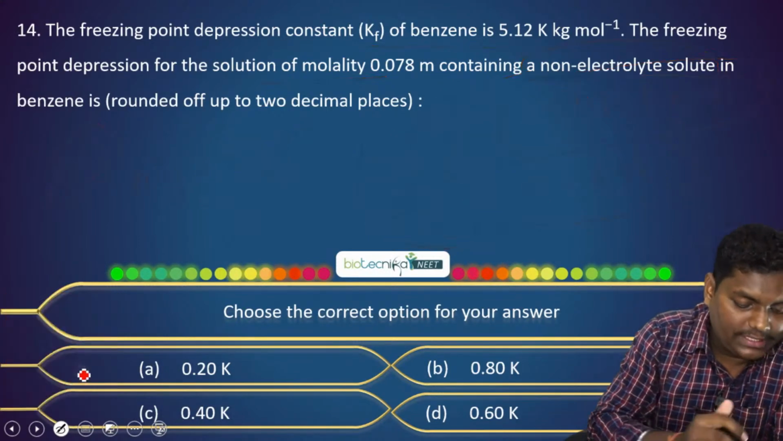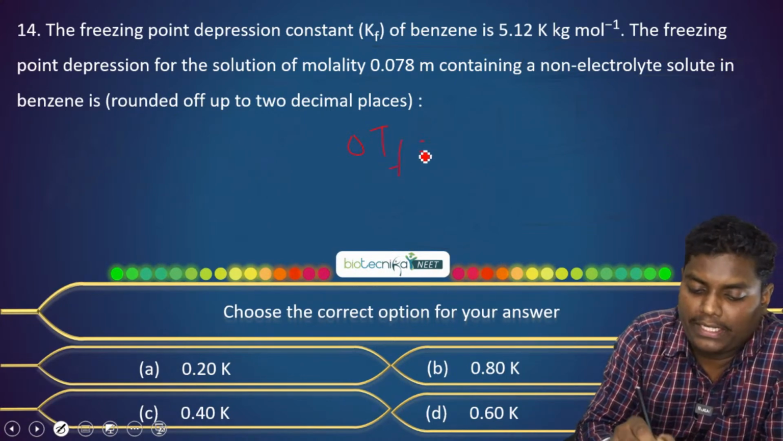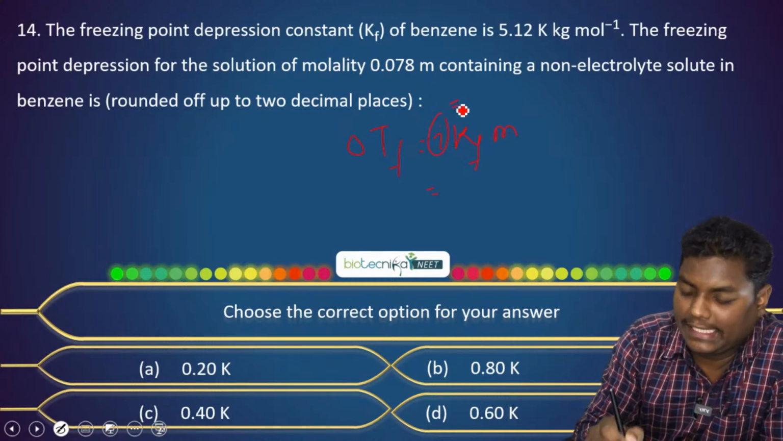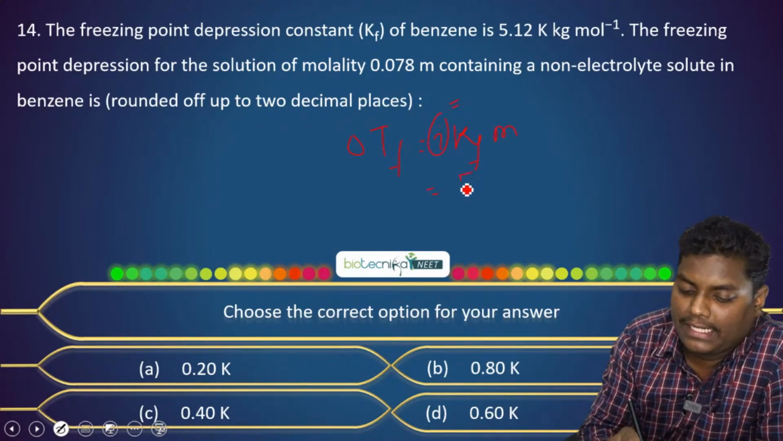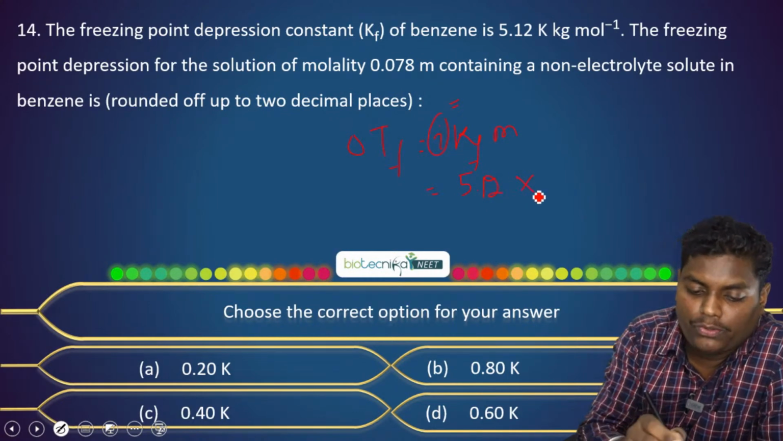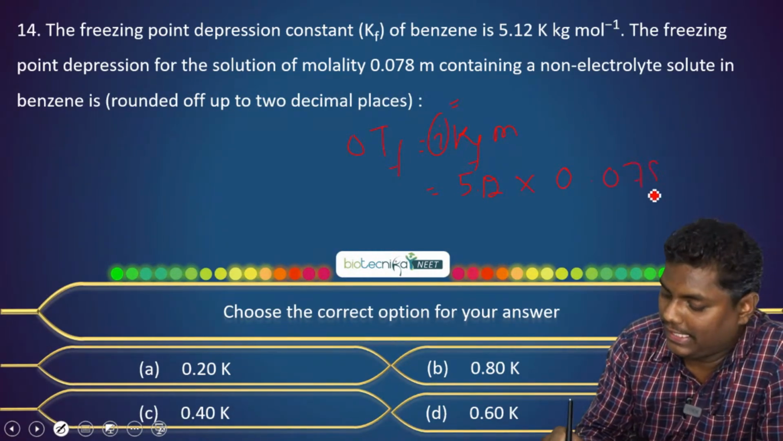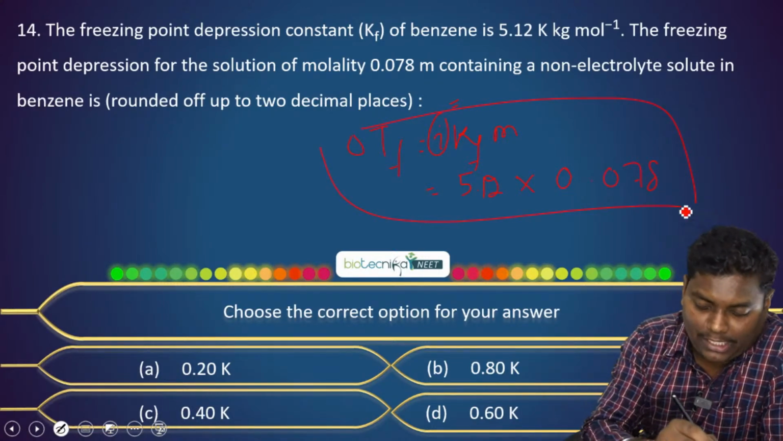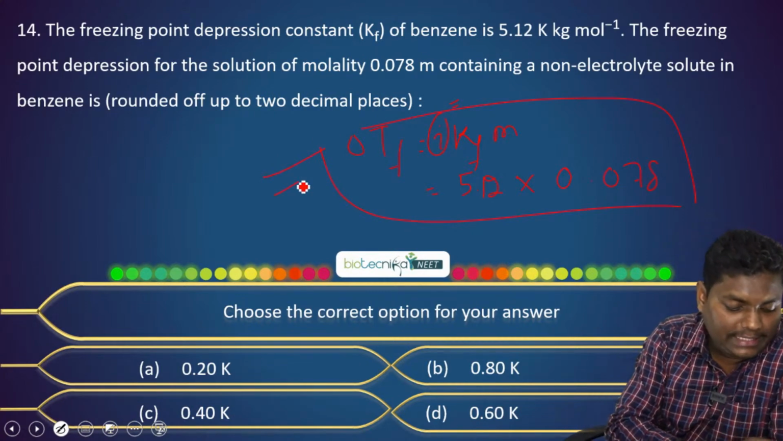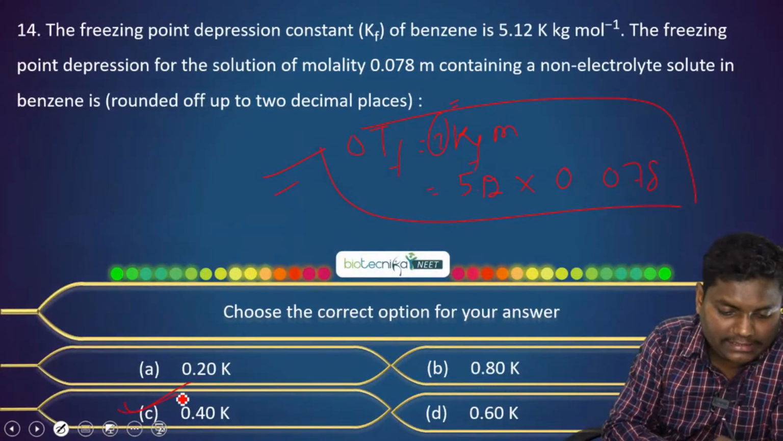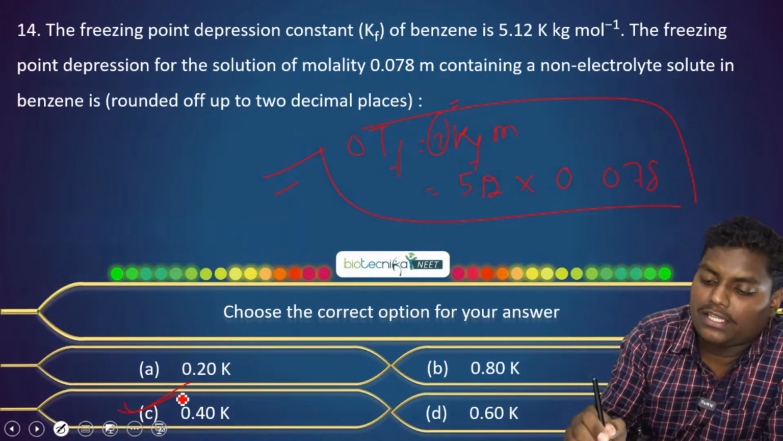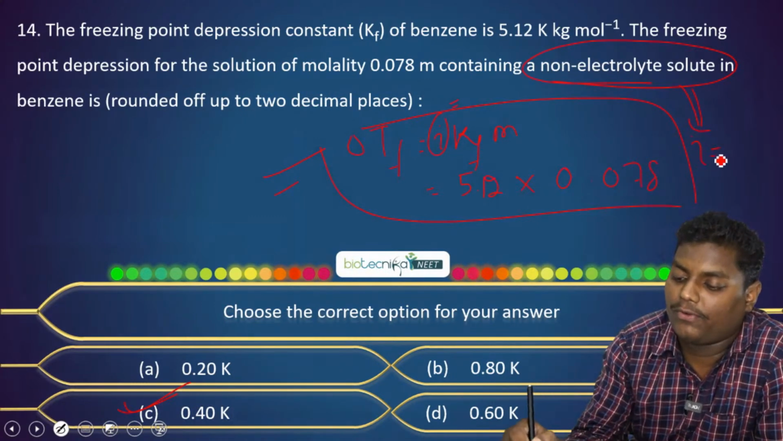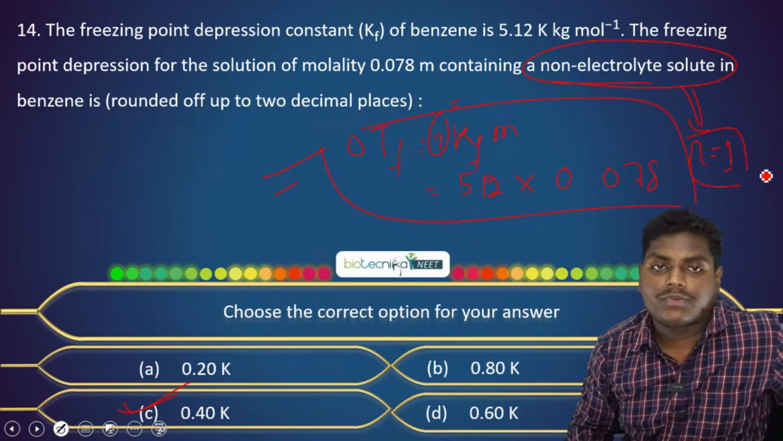Okay, so once we know this, the ΔTf will be i Kf m, where i equals 1. So basically Kf into m. So what we have is Kf, it is 5.12 into 0.078. Now if you calculate this, we will be getting option C as the correct answer. Okay, so the important thing here, you need to note non-electrolyte solute. It is important, for which i is 1. Okay, moving to the next question.